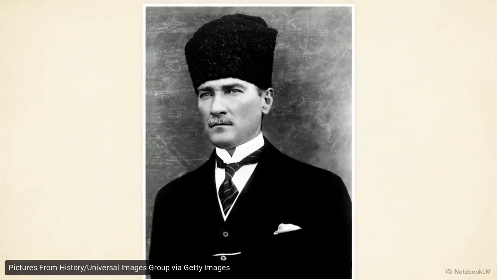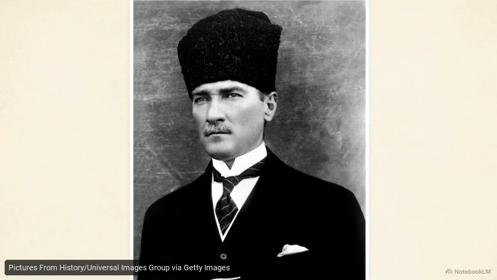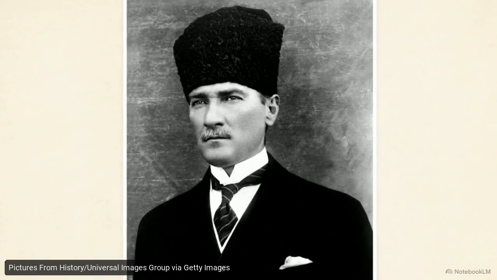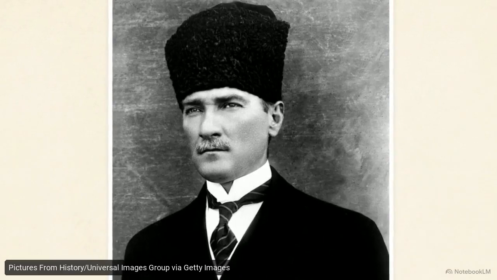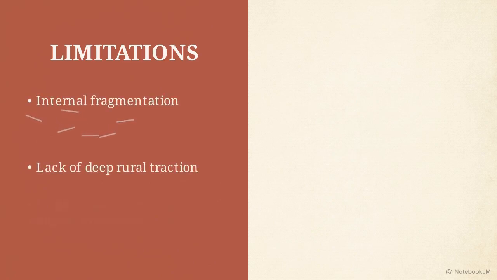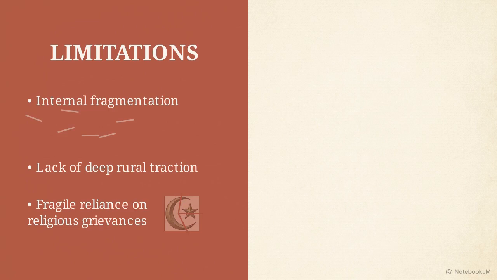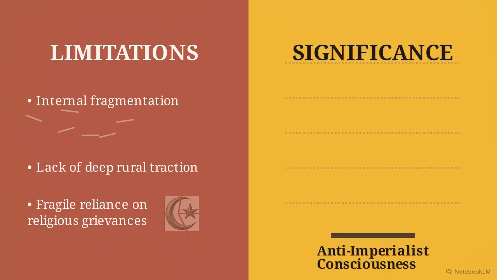Concurrently, the movement's religious pillar collapsed from the outside. The Khilafat issue lost all relevance when Turkish leaders under Mustafa Kemal Ataturk abolished the Ottoman Sultanate and dismantled the office of the Khalifa. As outlined, the movement had limitations: internal fragmentation, lack of deep rural traction, and a fragile reliance on religious grievances. But its significance is undeniable.